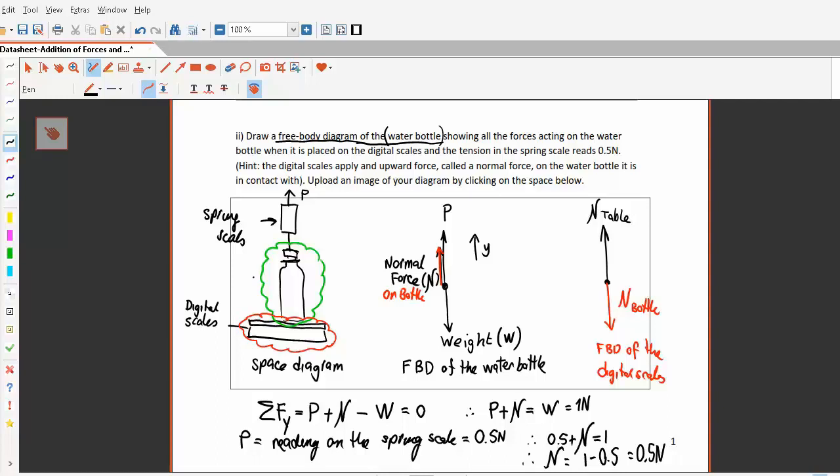So we predict that the size of the normal force on the bottle must be 0.5 newtons. So the 0.5 newtons upward force from the digital scales plus the 0.5 from the pull of the string is sufficient to counteract the 1 Newton weight of the bottle.